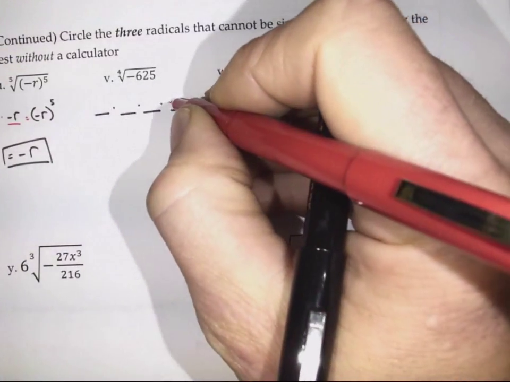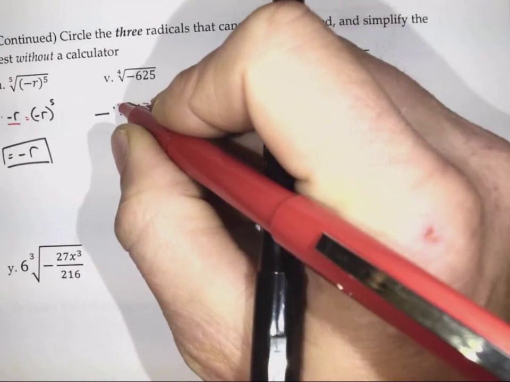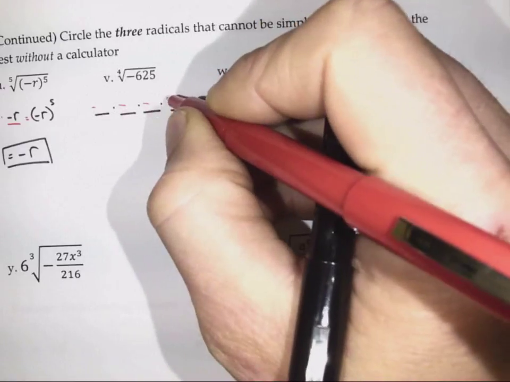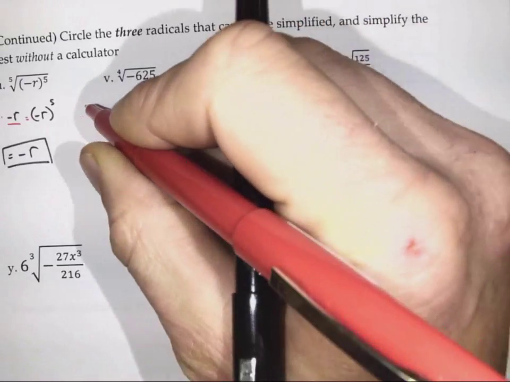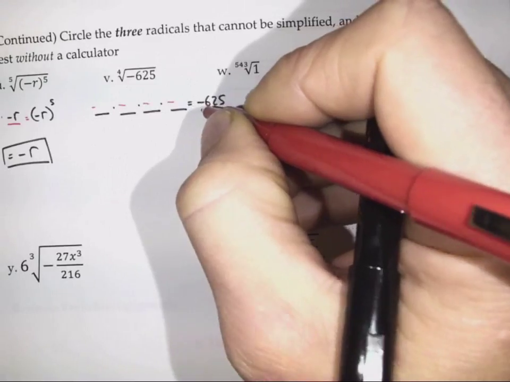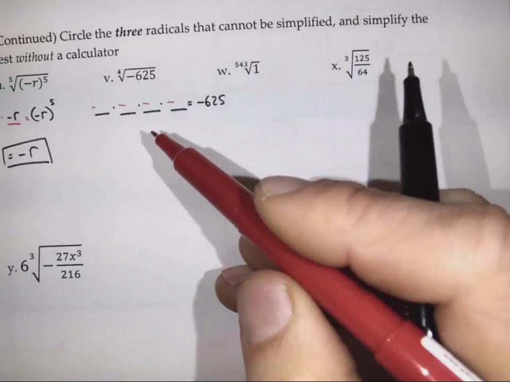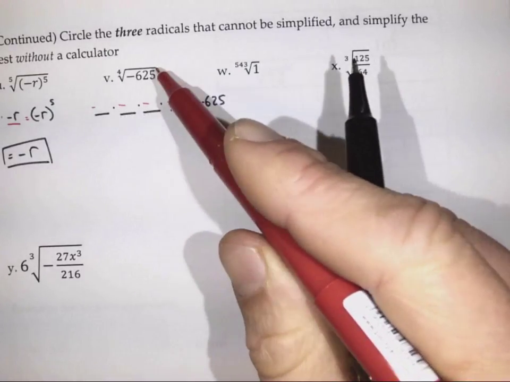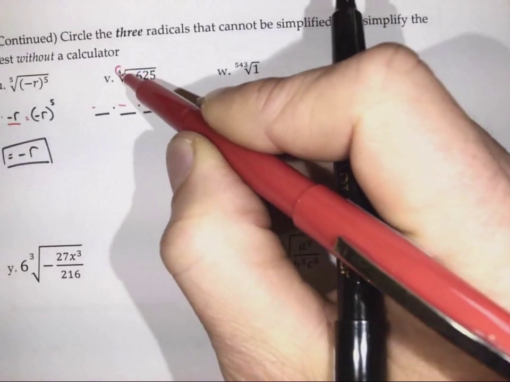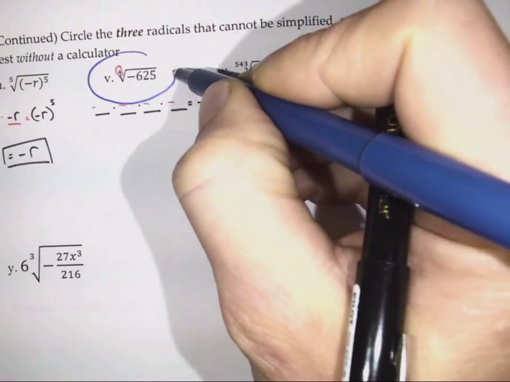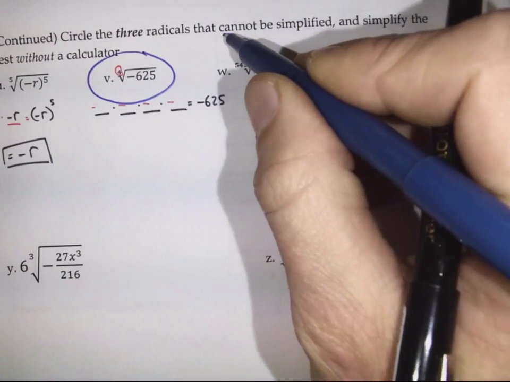If they're negative, well, I'm going to get 2 negatives that give me a positive, and 2 negatives give me a positive. So overall, that's 2 positives multiplied together, and I can't get that negative value. If they're all positive numbers, we still can't get that negative value. This is no good because we have an even index. This cannot be simplified.